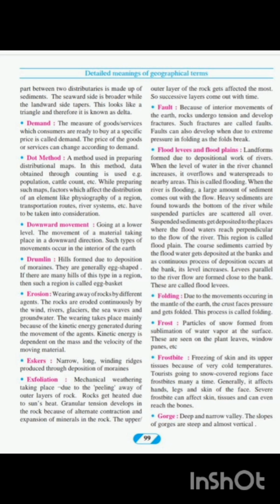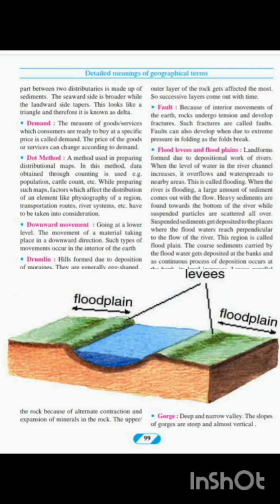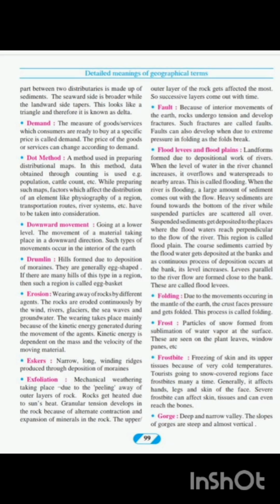The eskers: narrow and long winding ridges produced through the deposition of moraines are known as eskers. And exfoliation is the mechanical weathering taking place due to the peeling away of the outer layers of rock. Rocks get heated due to the sun's heat. Granular tension develops in the rock because of the alternate contraction and expansion of the minerals in the rock. The upper outer layer of the rock gets affected the most, so the successive layers come out with time.